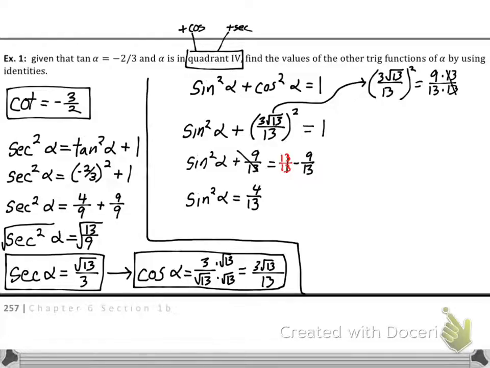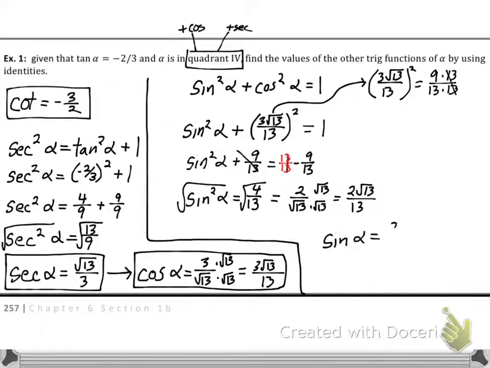Well, we're almost done. We just got to take the square root of both sides. So that's going to equal 2 over square root of 13. If I want to simplify, times 13 times square root of 13, that's going to equal 2 square root of 13 all over 13. That means that sine of alpha equals 2 times the square root of 13 over 13.